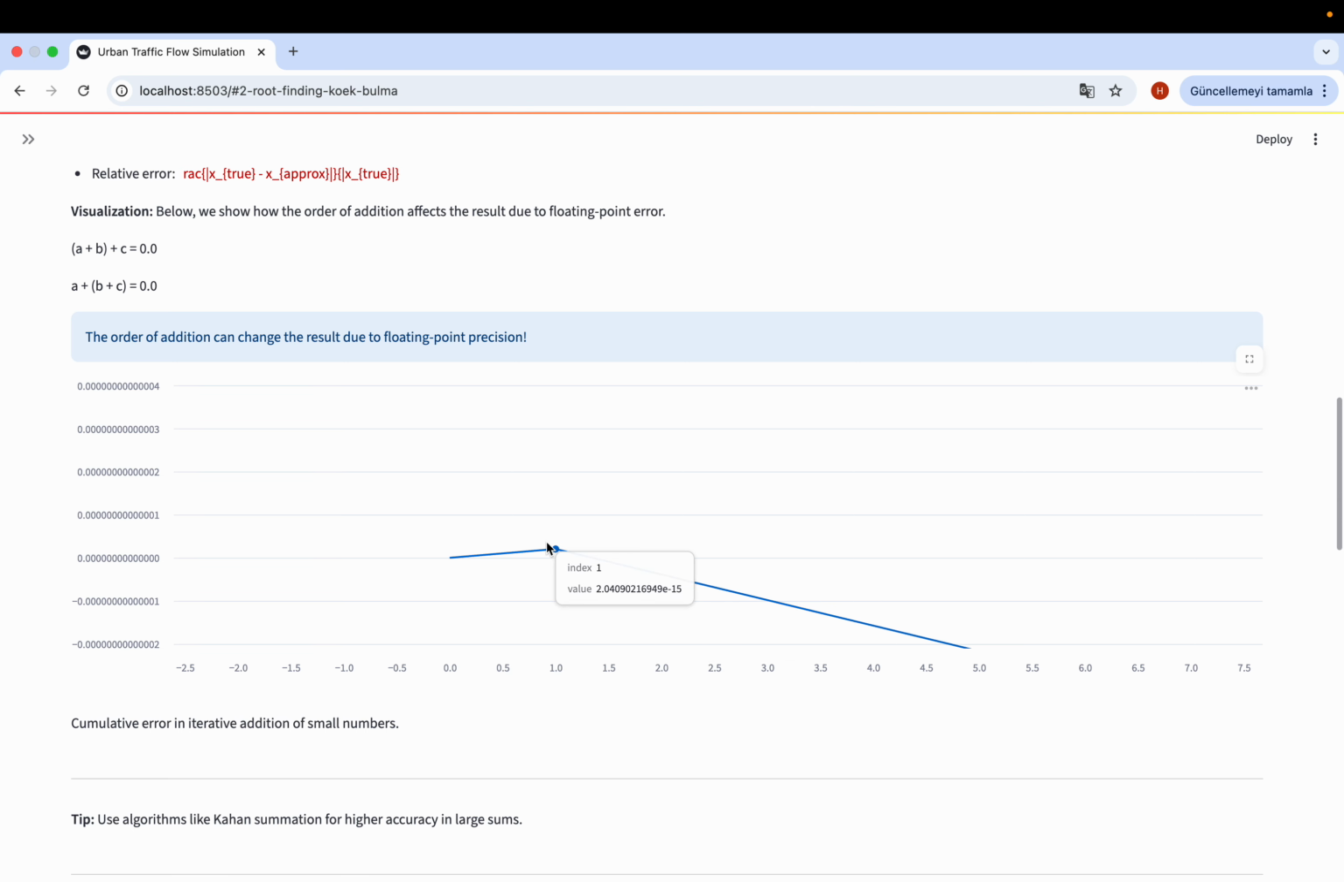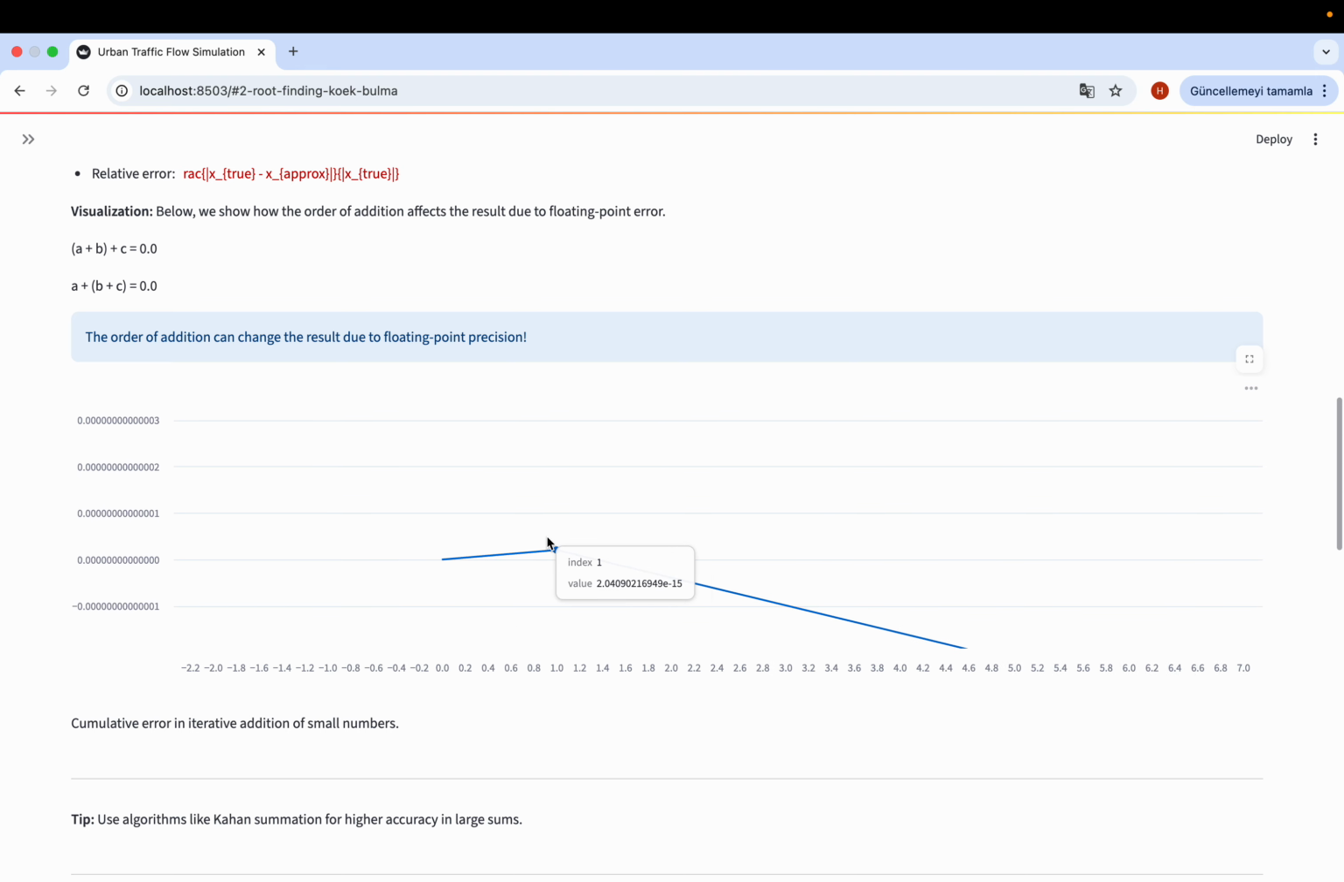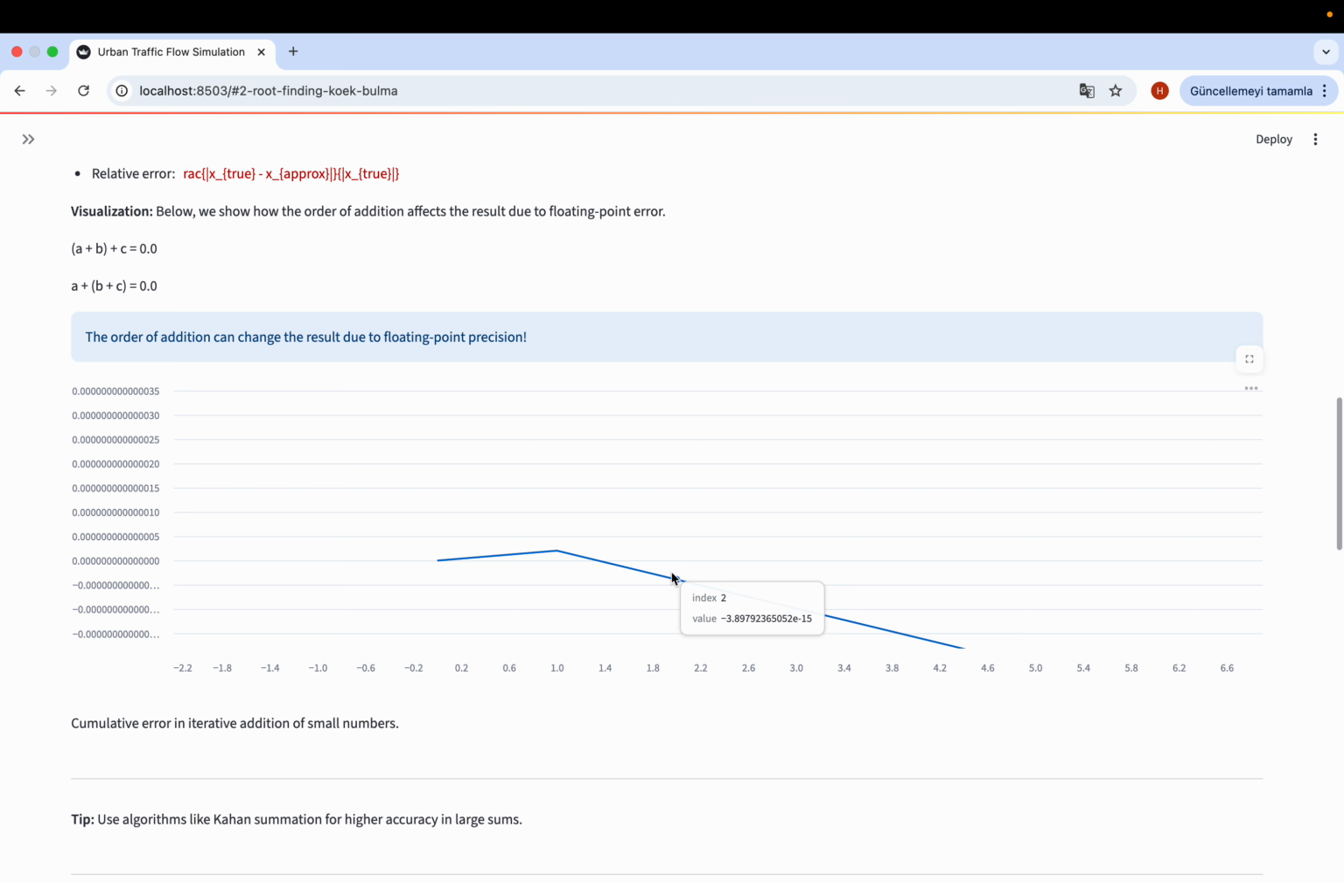Between 0 and 5, index 1, the value is 2 points. Then the index gets reduced and the value gets reduced. Index 2 and value minus 3, and index 3 and minus 9. In the error analysis graph, we get reduced values. You can see the cumulative error in iterative addition of small numbers, and the small numbers getting reduced. One can use algorithms like Kahan summation for higher accuracy in large sums.